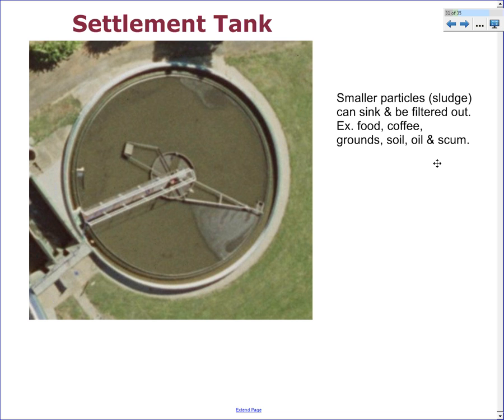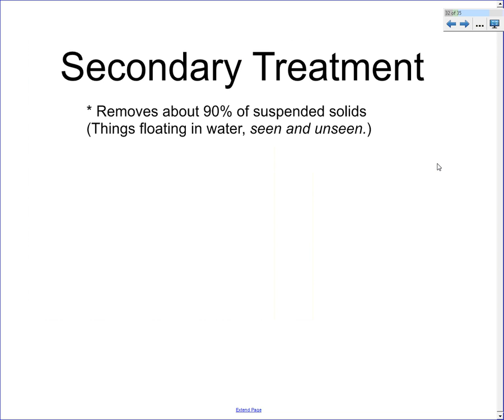We still have other stuff there. Those things would be things like food, coffee grounds, dirt, soil, oil, and even other scum pieces that didn't get caught from the raw sewage screening. Then it moves to the secondary treatment. So that was just the primary first treatment. This is going to remove about 90% of the things that you can see and the things that you cannot see in the water. So that lets us know that there is still stuff in the water because nothing has gotten it out 100%.